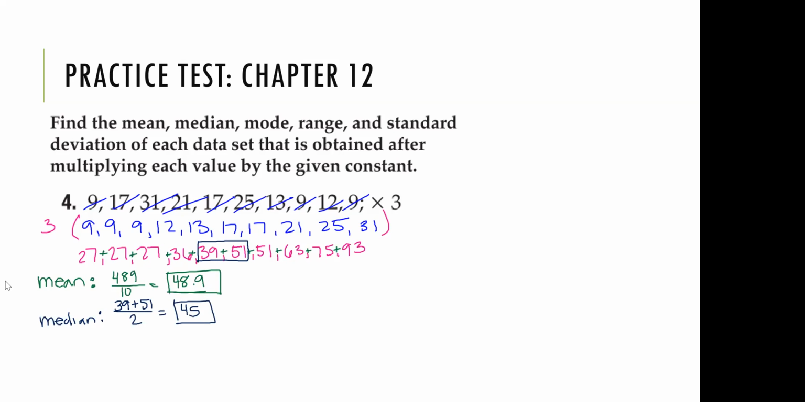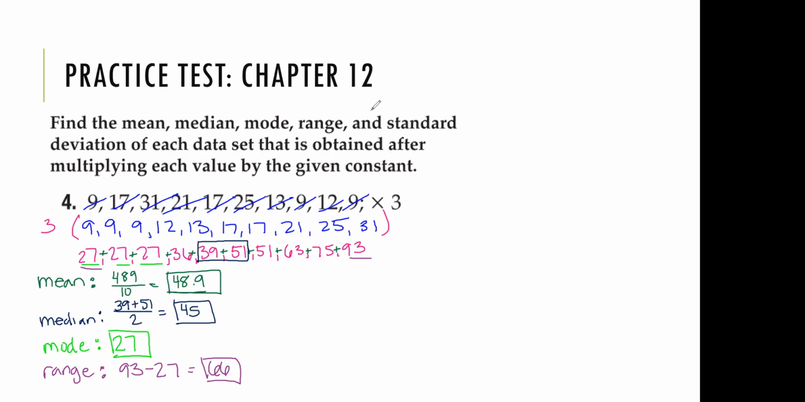Okay, and then the mode is the most common piece of data. So the mode is obviously 27. And then finally the range. Now the range is the difference between the highest piece of data, so 93, and the lowest piece of data, which is 27. So we subtract those and we get 66.